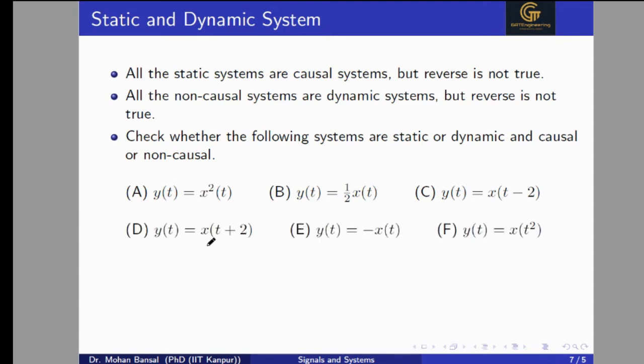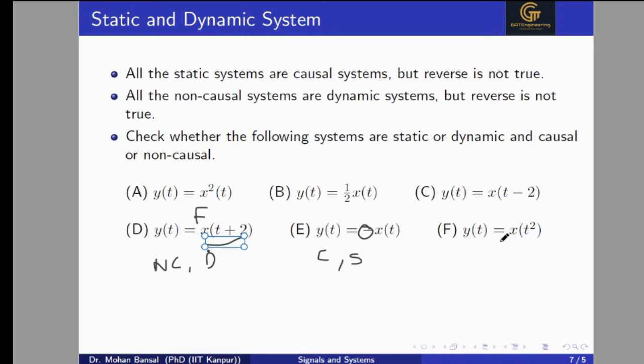Now come to x(t plus 2), which is depending on the future value. So it is non-causal as well as dynamic. y(t) equal to x(minus t), we don't bother about the negative sign. So as usual from the a and b, it is causal as well as static.